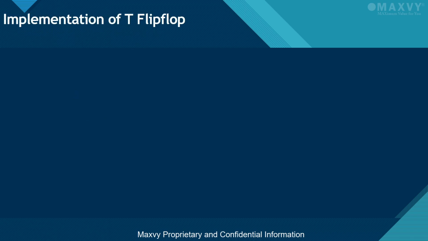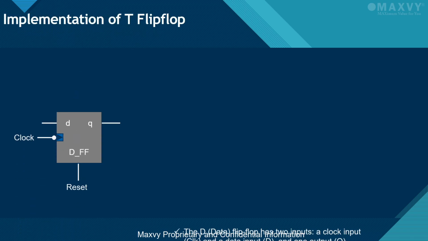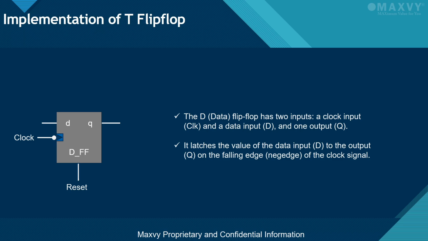Implementation of T flip-flop. A D flip-flop has two main inputs, data D and clock C, and it also has two outputs, Q and Q complement. Here we only consider the output Q. The D flip-flop latches the input value D to the output Q on the falling edge of the clock signal. The value of Q only changes at the clock edge and follows the value of D.